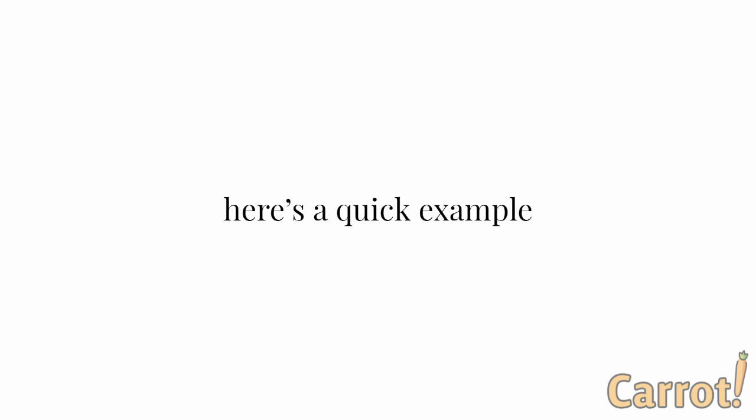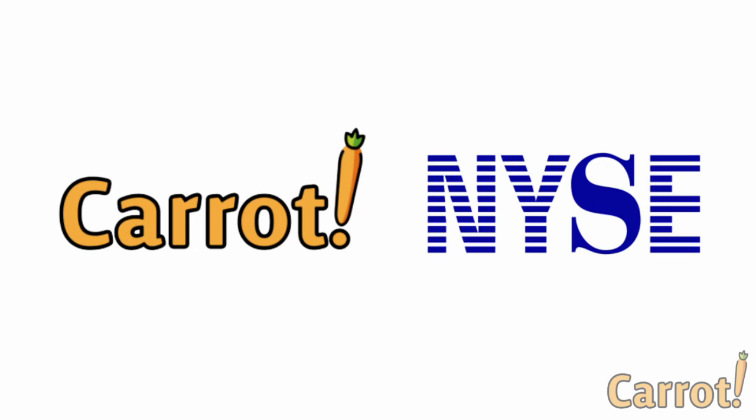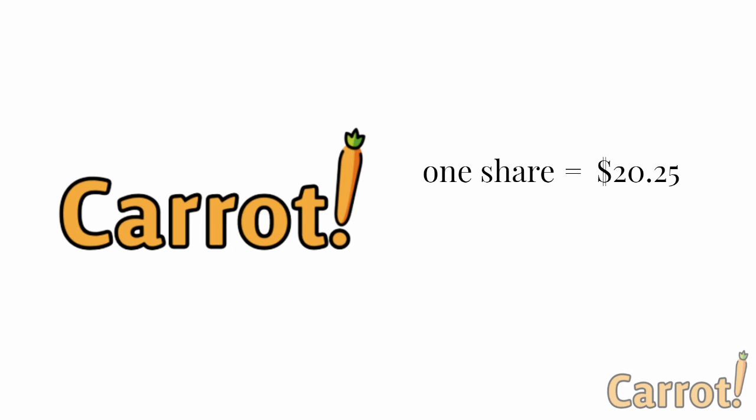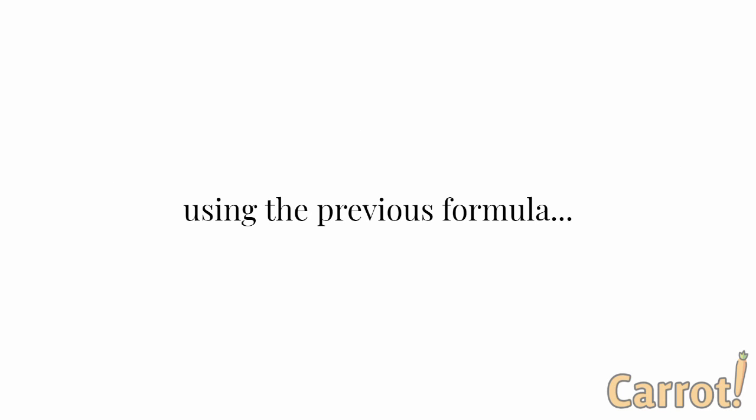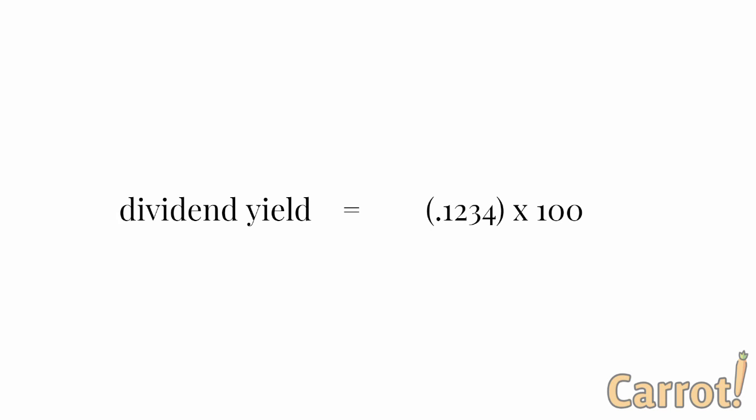Here's a quick example. Let's say the Carrot app is publicly traded on the New York Stock Exchange, and one share costs $20.25. Carrot also pays an annual dividend of $2.50. Using the formula from before, you can see that the dividend yield of the Carrot app stock is 12.34%. It's really that simple to calculate the dividend yield of any company.